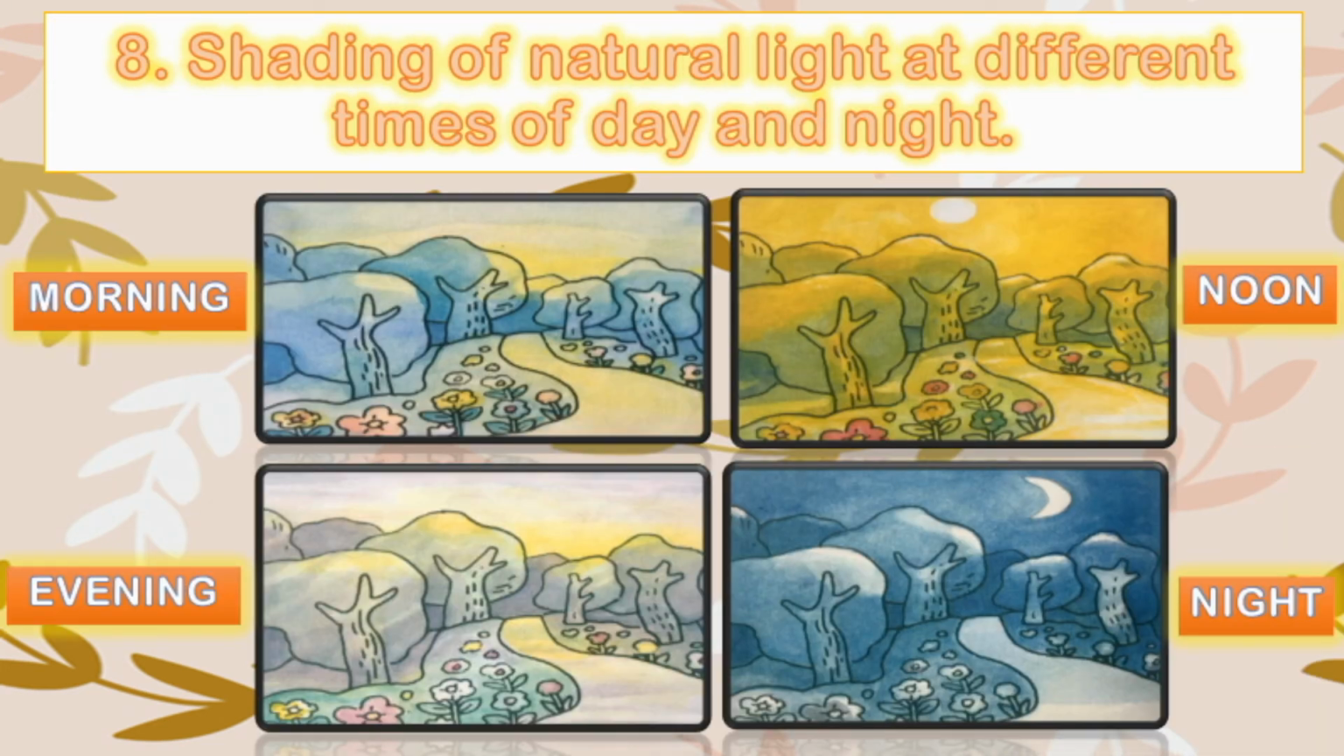For number 8, shading of natural light at different times of day and night. In the first picture, we have morning. In our second picture, we have noon. And on the third picture, evening. And the last picture is night. So these 4 different pictures show the different texture of color in terms of daytime or nighttime.